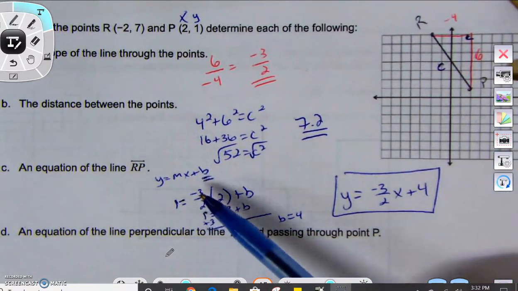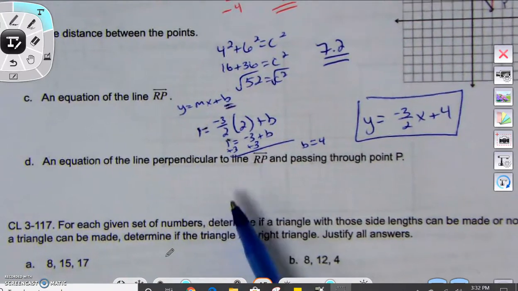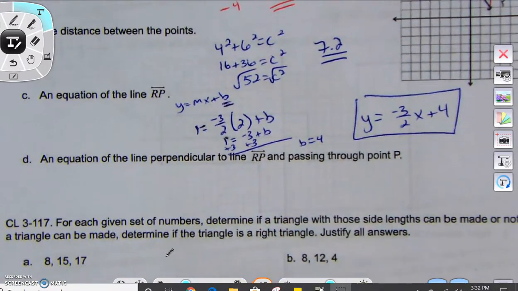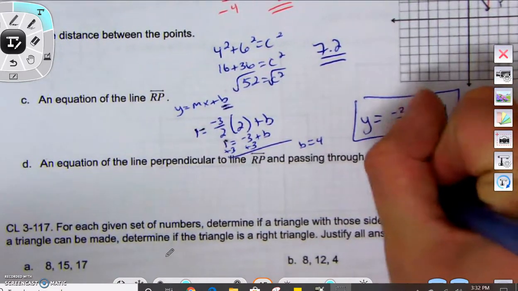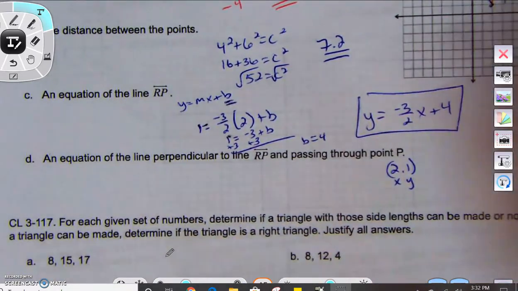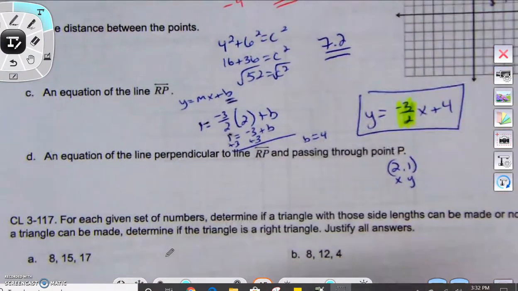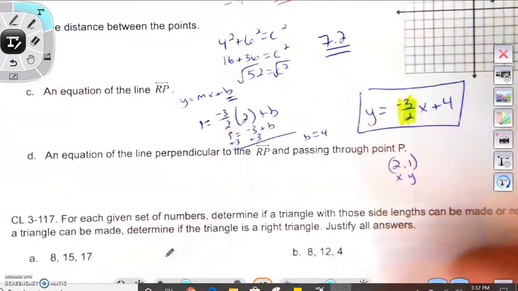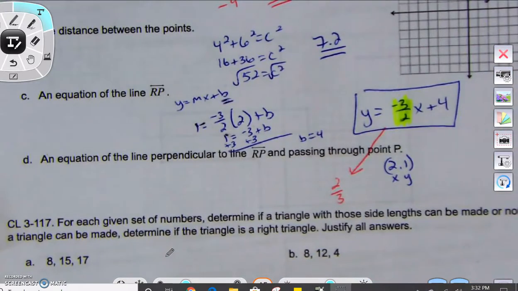I suppose also for slope we could have done y2 minus y1 all over x2 minus x1. That's also a possibility. So then in D, an equation of a line that is perpendicular to RP and passing through point P. So I know point P is (2, 1). So that's going to represent our x and our y. But if it's perpendicular, we have to look at our slopes. And we know the slopes of perpendicular lines are opposite reciprocals. So if the slope of that one is negative 3 over 2, our new slope is going to have to change to 2/3. So our y, positive 2/3.